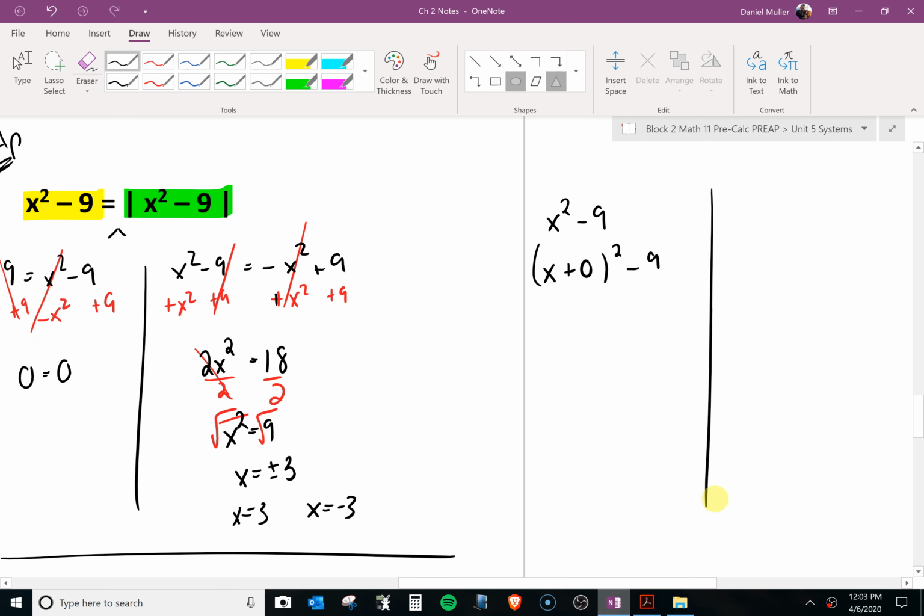Now, what does this look like on a graph? Well, I've got a vertex of 0, comma, negative 9. So 2, 3, 4, 5, 6, 7, 8, 9. 0, comma, negative 9. And then there's a 1 out in front, so you go over 1, up 1, over 1, up 1, 2, 3, and then over 1, up 1, 2, 3, 4, 5, over 1, up 1, 2, 3, 4, 5. So you get this graph.